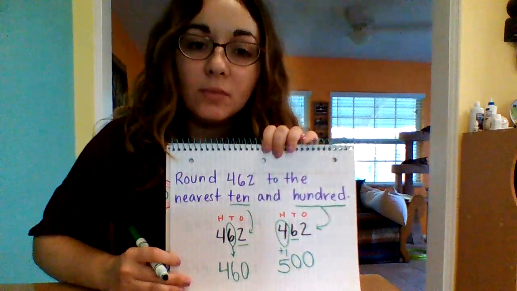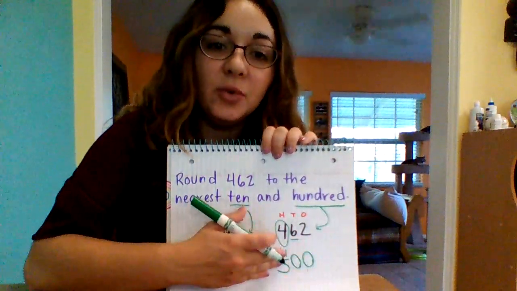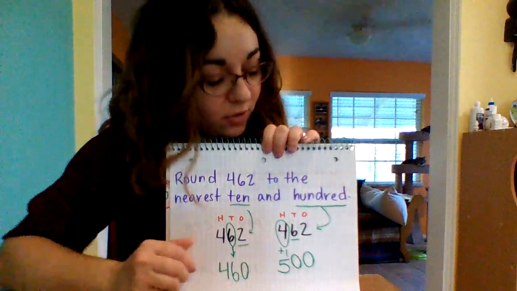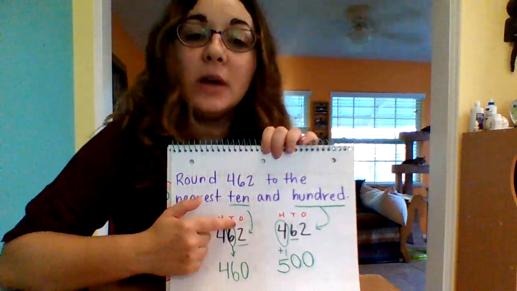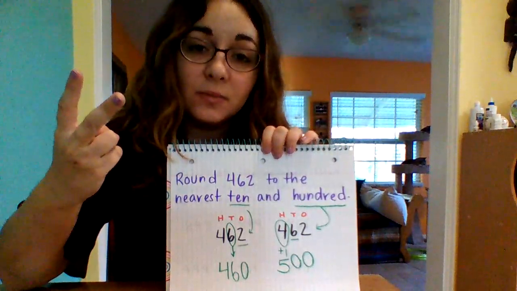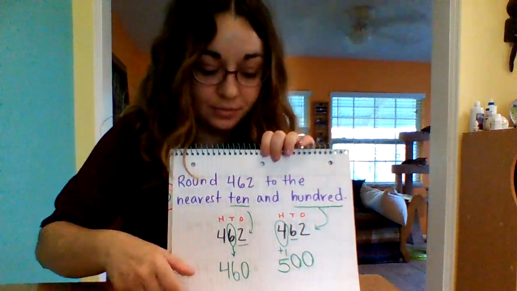So we've rounded this number to the nearest 100, right? 100, 200, 300, 400, 500. The same number rounded two different ways. First to the nearest 10 and then to the nearest 100. Let's look at the last example.